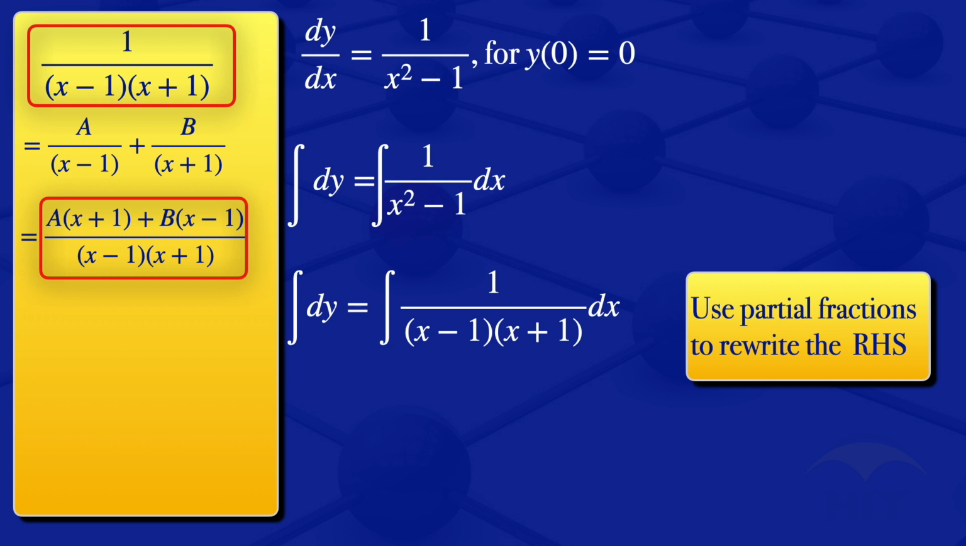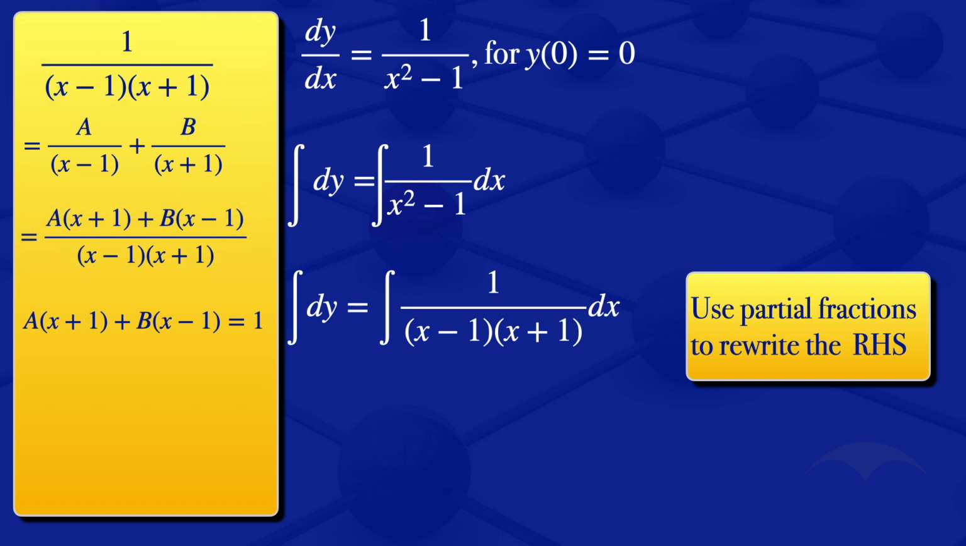So we equate the numerators of those two highlighted parts, and we have a multiplied by x plus 1 plus b times x minus 1 is equal to 1. Now to find the values of a and b using this equation, I'll try to eliminate the part which has a, then go in and eliminate the part which has b, then solve for a and b.